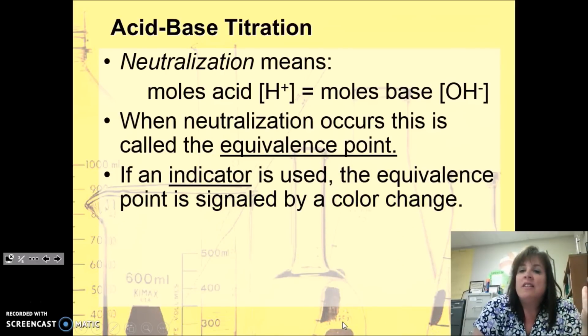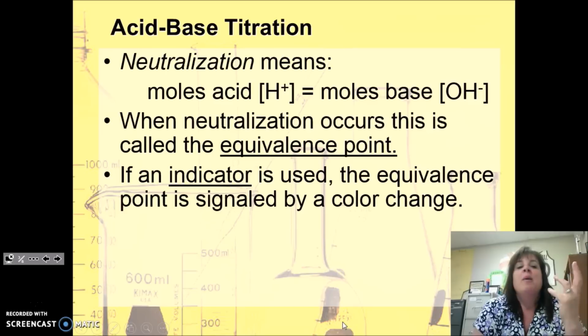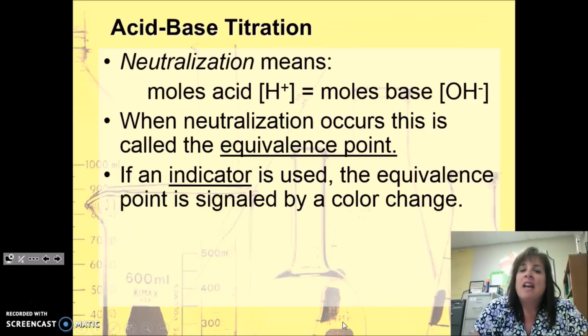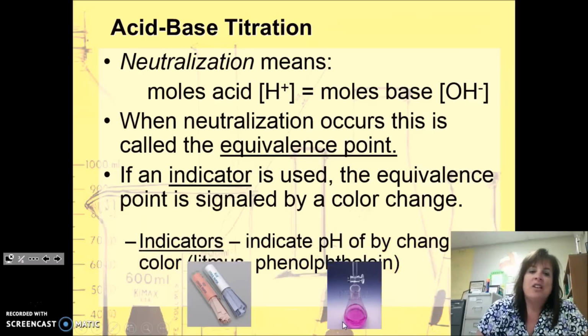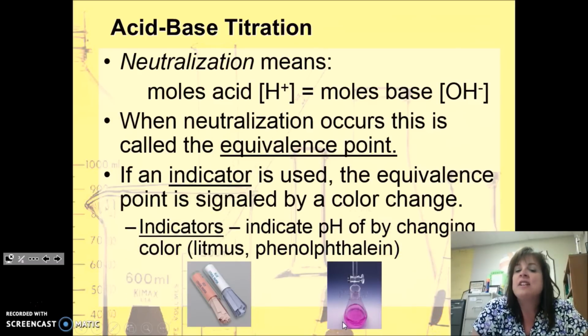Now, we signal the equivalence point by using an indicator. At least that's what we do in lab. I'm going to do a little demonstration where I'm going to use a pH probe instead. But usually we use an indicator, and that equivalence point is signaled by a color change. Just for clarification, an indicator indicates the pH by changing color. In the first video on acids and bases, I showed you how litmus paper changes color. In lab, we use the indicator phenolphthalein.